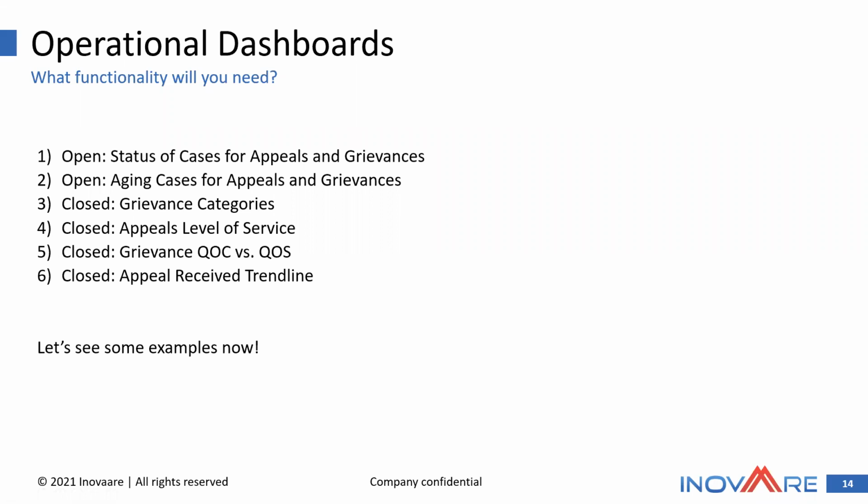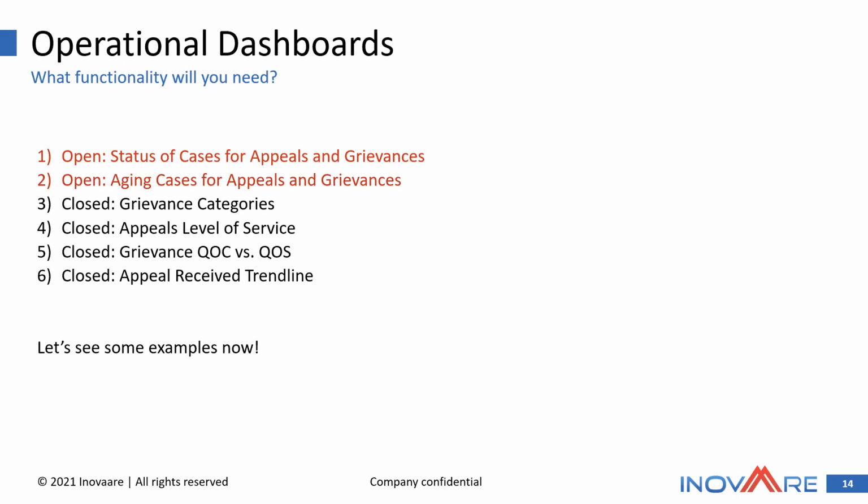So I want to outline 8 different dashboards that they're going to want to have at their fingertips. The first one being a dashboard that has an open status for grievances and the open status for appeals. So 2 separate dashboards for that. They're going to want the same for aging cases. So they're going to want to see open aging cases for appeals, and a separate dashboard for aging grievances. Those are going to be really helpful.